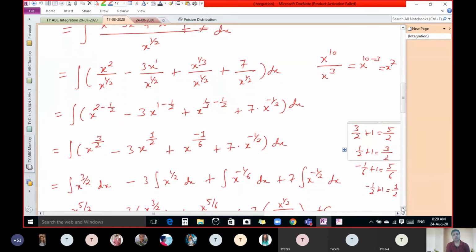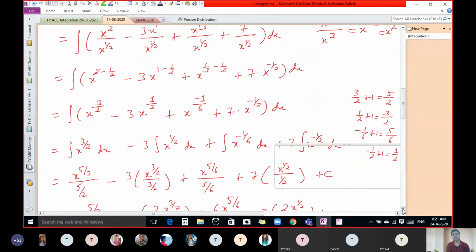And now use the simple mathematics. 2 minus 1 by 2: if we take 2 LCM, we get 4 minus 1, which means 3 in the numerator. So we get x raised to 3 by 2. Here 1 minus 1 by 2: take 2 LCM, 2 minus 1, we get 1 by 2. Here take 6 LCM. We have to multiply this 2 here and this 3 here. So in the numerator we get 2 minus 3, that is minus 1, divided by 6 as it is. And keeping this last term as it is.